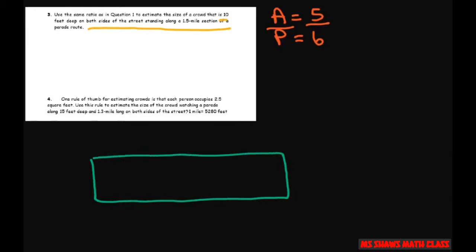So let's see what this looks like. We're going to do a parade. Here's your street. It says 1.5 miles. And the parade is coming down the street here. And the 10 feet deep means this. All right. Now, remember our area is given in feet, so we're going to have to convert these miles to feet.